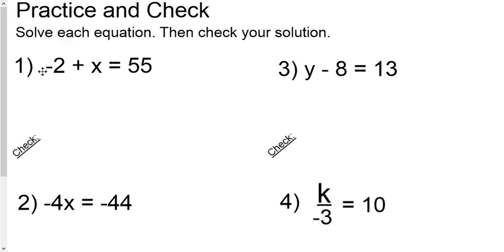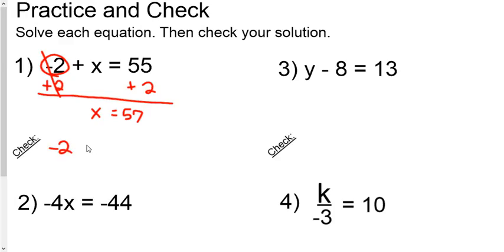All right, so here's number 1. x is having negative 2 added to it. All we need to do is get rid of the negative 2, so let's just add 2 to it. Negative 2 plus 2 is 0. So there's the x, and we just add 2 to the right side, and we now know that x is equal to 57. And you tell me, negative 2 plus 57 equals 55. Is that true? Yes, it is. So aside from the fact that my 5s look awful, we're done with that problem.